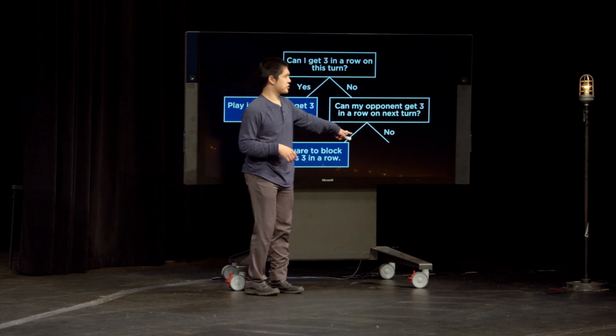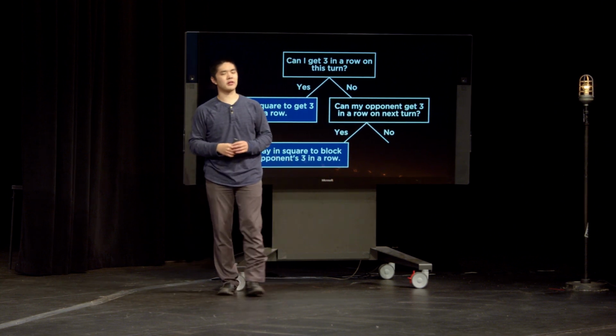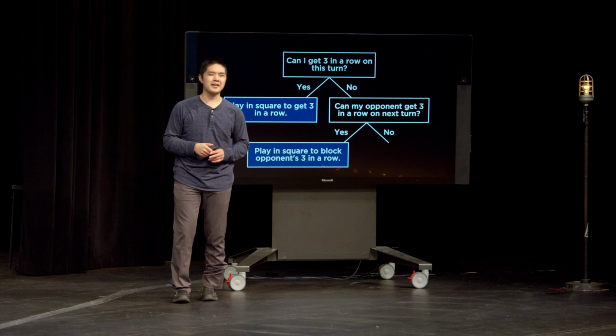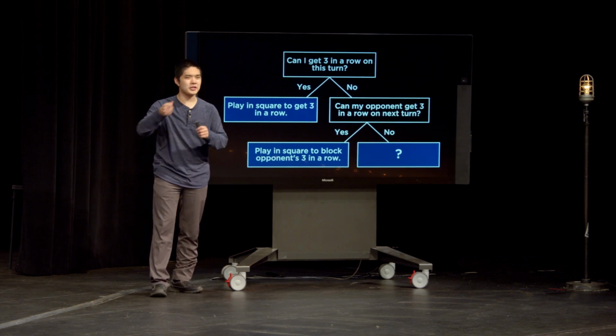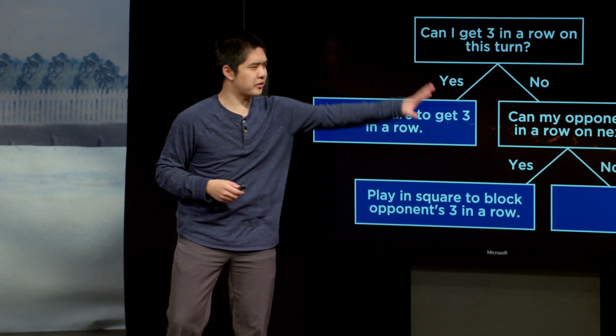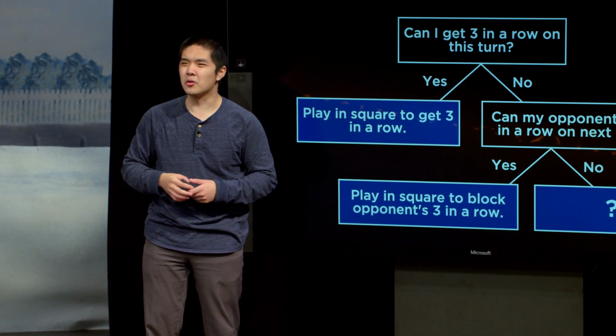If the answer to this question is no, though, if I can't get 3 in a row on this turn and my opponent can't get 3 in a row on the next turn, well, now it's a little bit less clear. You could maybe try and come up with additional questions you might ask, but these two questions are very clear, and the rest are maybe a little bit less obvious.